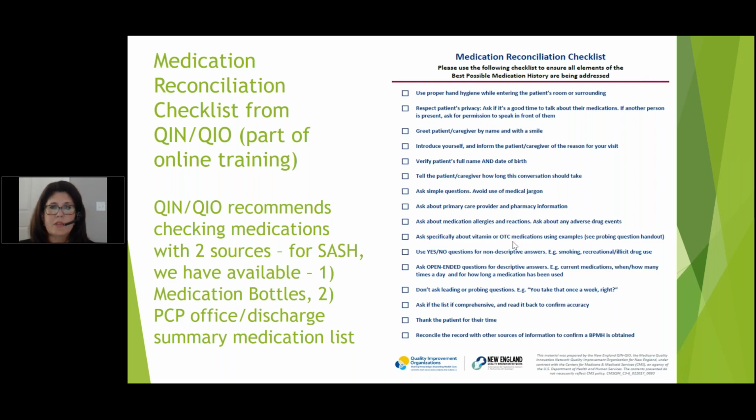Ask specifically about vitamins or over-the-counter medication using examples. I'm going to show you this next. There's a probing question handout, which is really good. And then use open-ended questions for descriptive answers like current medications, when and how many times a day, and for how long the medication has been used. You will remember on PHL, I think there's a start date for meds, and so if you have that information, great. If you don't, it's not a mandatory field. Always thank people for their time and then reconcile the record with other sources of information. So that's a nice checklist, good reminder.